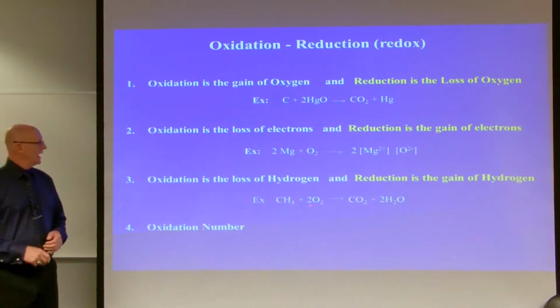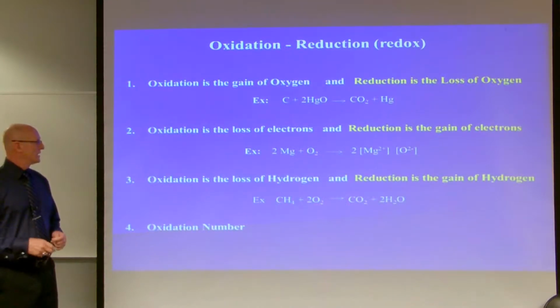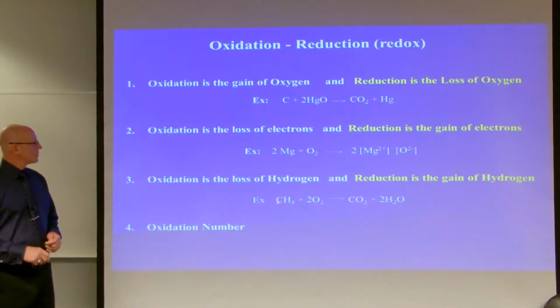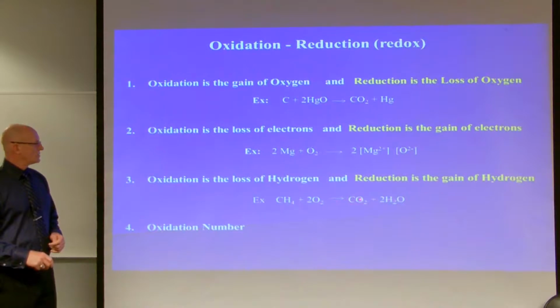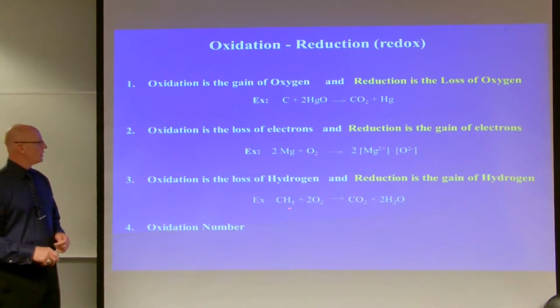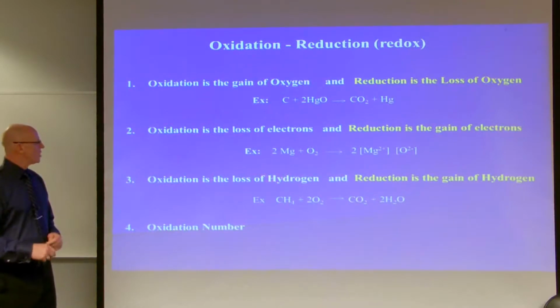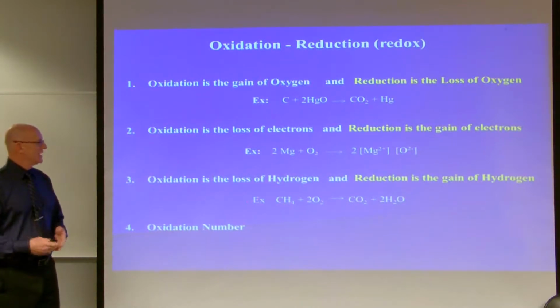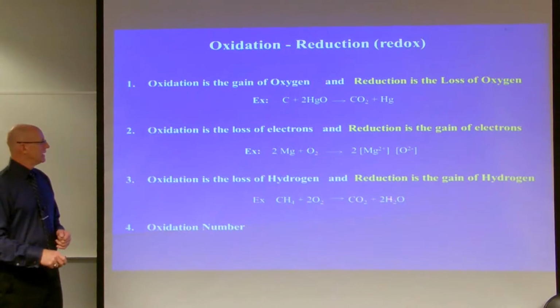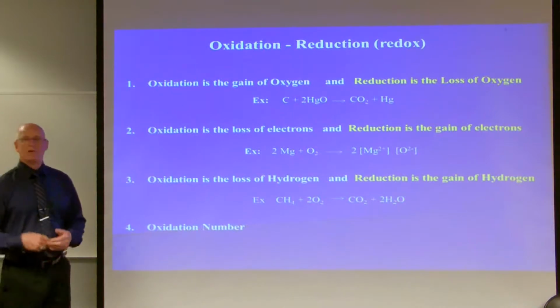This is methane and 2 molecules of oxygen. Dioxide is a diatomic molecule of oxygen. Now the carbon will lose all of its hydrogens, and it will gain an oxygen. So since carbon lost its hydrogen, the carbon has been oxidized. And the oxygen will gain all the hydrogens. So the oxygen has been reduced.